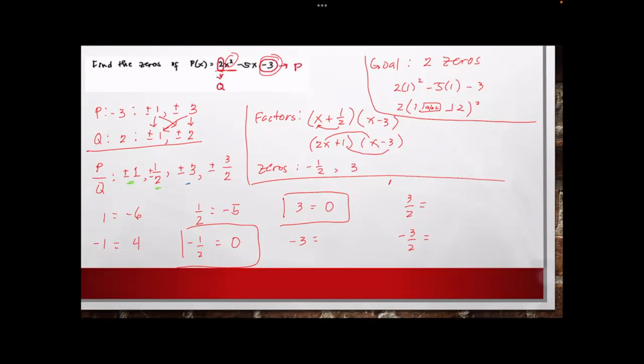Question? Yes, Anton. Paano po makuha yung P, sir? Paano makuha ang P? Diba ito yung sa negative 3? Ano ba yung factor ng negative 3? 1 and 3. Positive 1 and 3. So, diba yun yun?